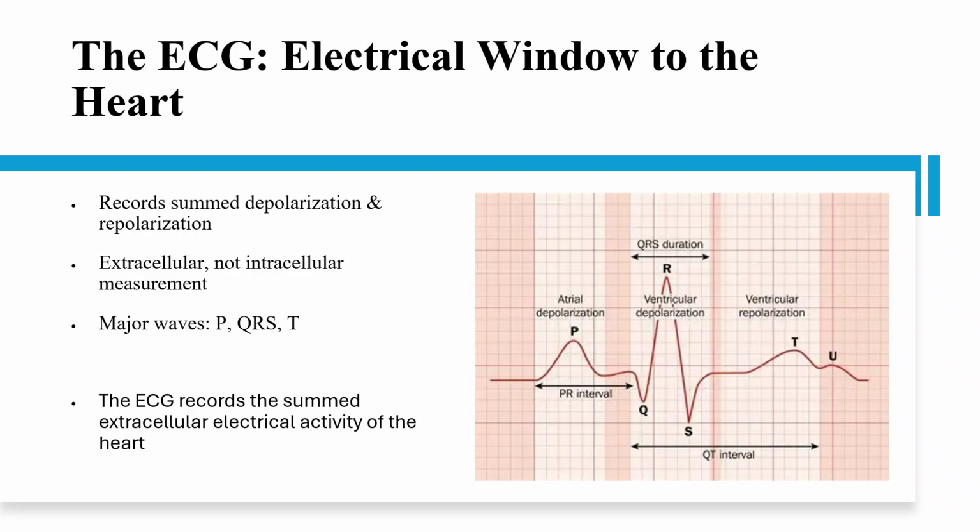Now a small exam tip: if asked, what does the ECG represent? The first line should be this. The ECG records the summed extracellular electrical activity of the heart during depolarization and repolarization, represented by the P wave, the QRS complex, and the T wave.